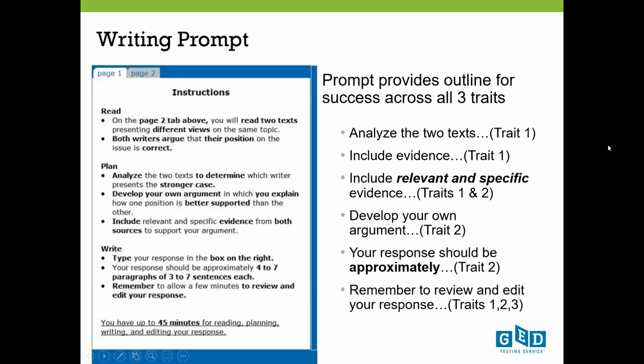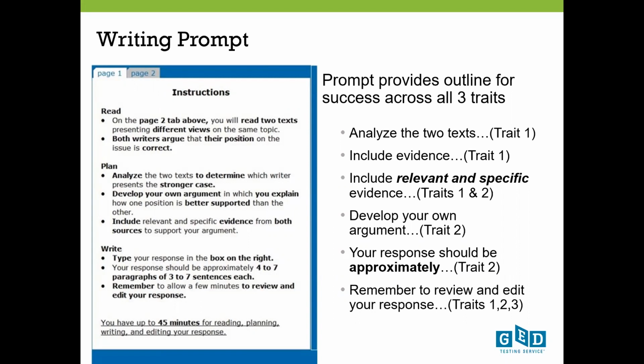So on this next slide, we have the prompt again. And what I want to do is talk you through the ways that the prompt itself is really giving students an outline for success across all 3 traits. So let's look at how this prompt relates to the traits themselves. When you see here where it tells students under the plan section to analyze the 2 texts, that relates pretty strongly to trait 1, which again is the creation of arguments and the use of evidence. In order to create the argument to address the prompt, students must first spend time analyzing the arguments that the authors of the passages are presenting.